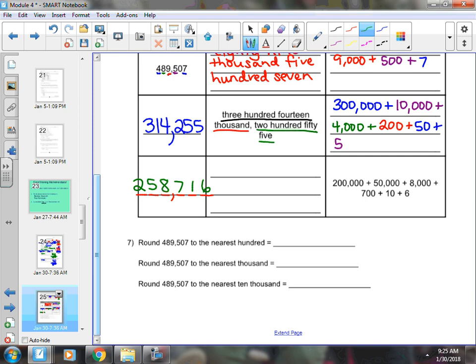258,716. And that's how I'll write it in words. 258. I'm going to go chunk by chunk. 258,716.